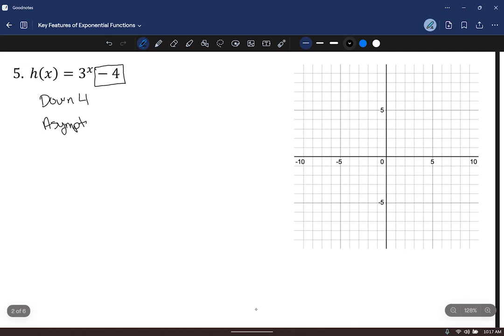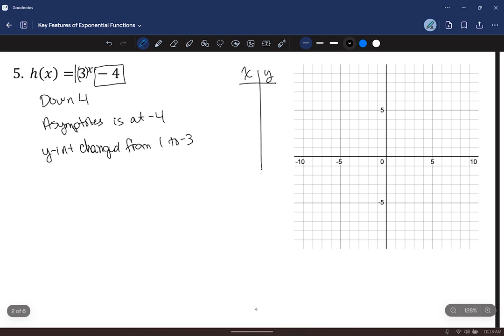So our asymptote is at -4. All right. Also, our intercept is at 1. Remember, it's that number that's going to be in front of the base to the exponent. So it's at 1, but we moved it down 4. So we take 1, subtract 4. That gives us -3. So the y-intercept changed from 1 to -3.